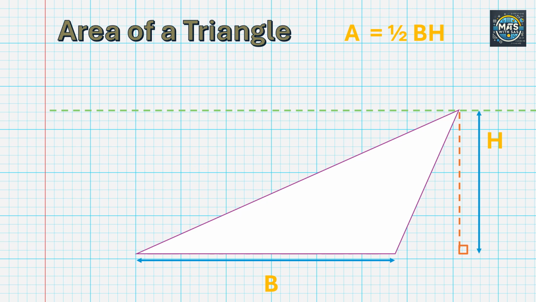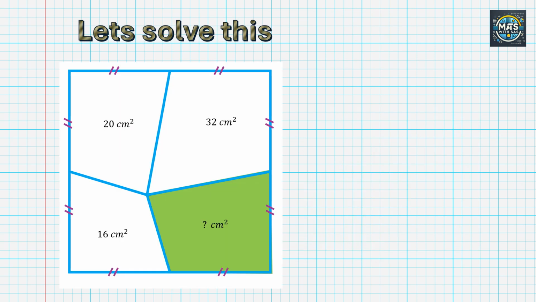But this idea doesn't stop here. It also applies to triangles with obtuse angles, where the height is outside the triangle. So how can this concept help us solve the problem?